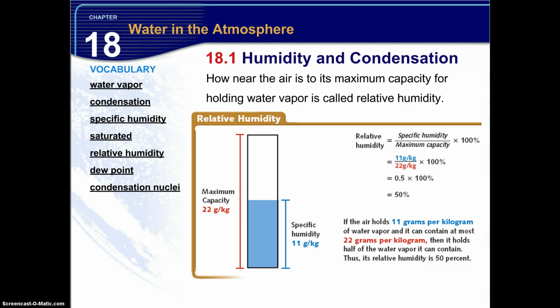Now, several different experiments relating to the same exact concept have been done to create a table, and we'll talk about that table here in a little bit. Now, if the air holds 11 grams per kilogram of water vapor, and it can contain at most 22 grams per kilogram, then it holds half of the water vapor it can contain. Thus, its relative humidity is 50%, as you can see from the scale to the left.